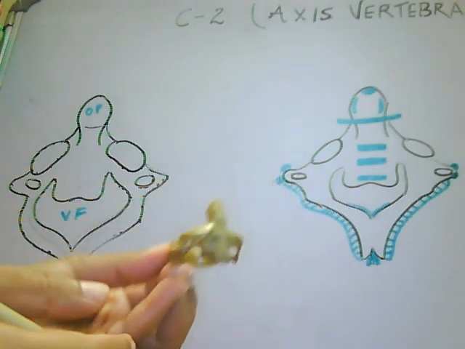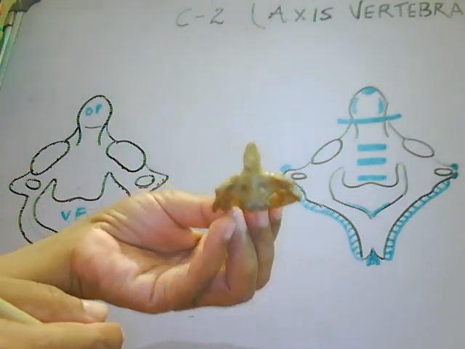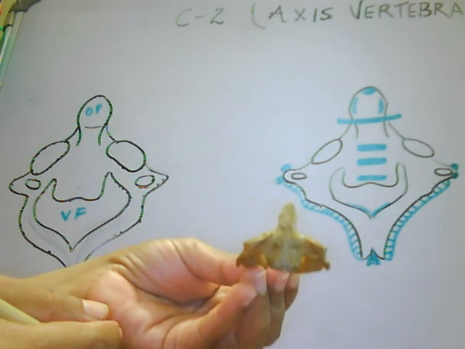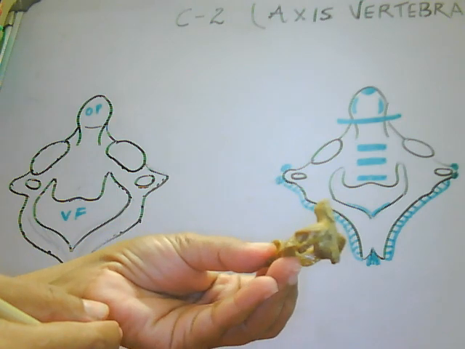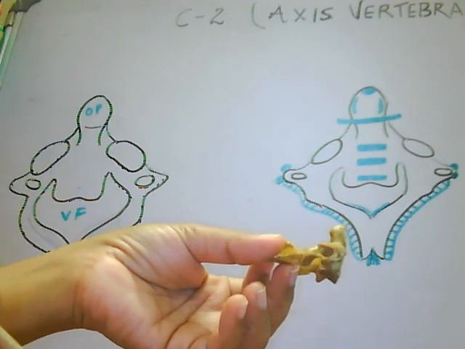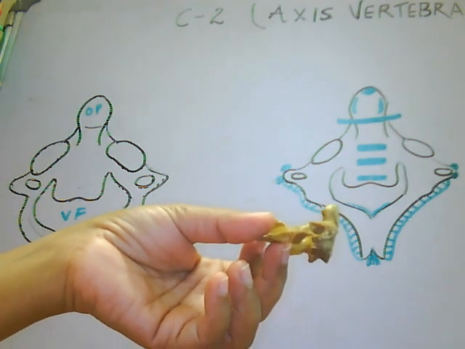So this is all about the axis vertebra. You have to know its anatomical position, the parts of this vertebra, how to keep it in anatomical position, and what the attachments are on this vertebra. So that's all for today's discussion. Thank you.